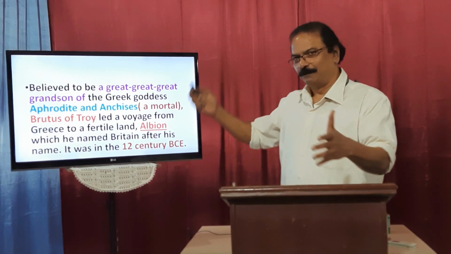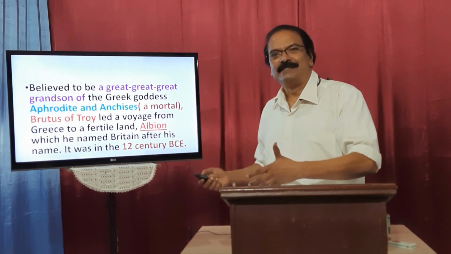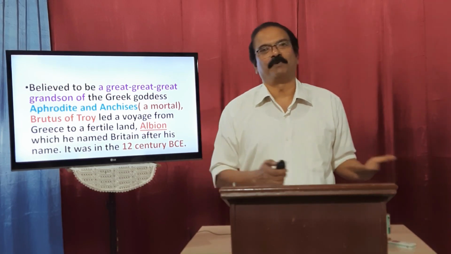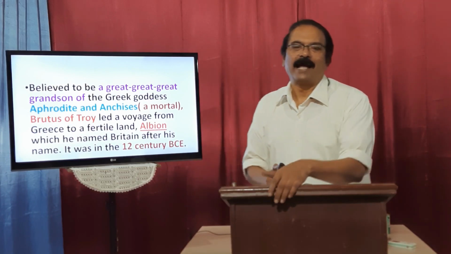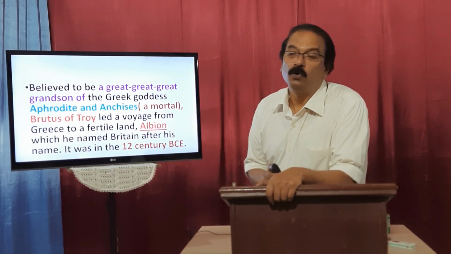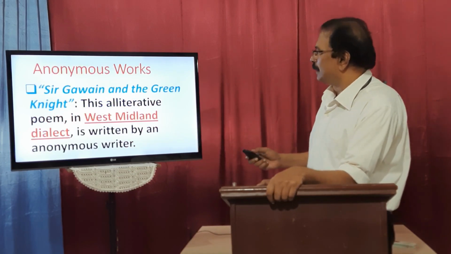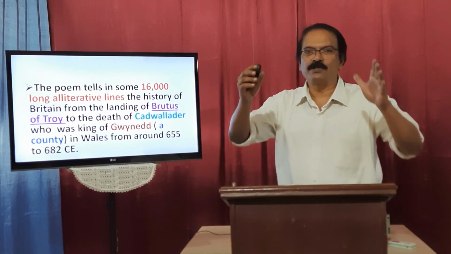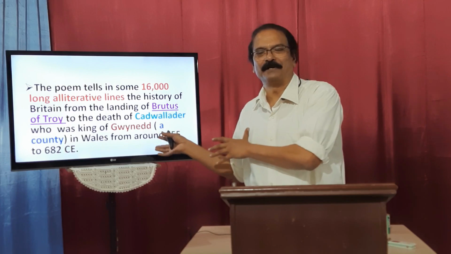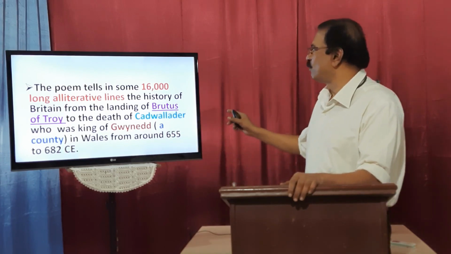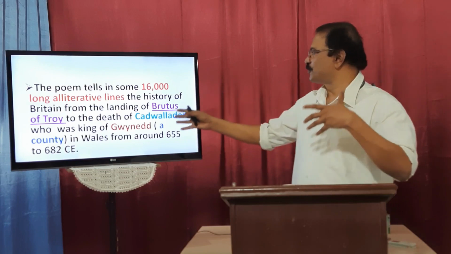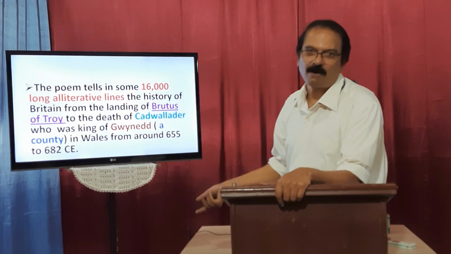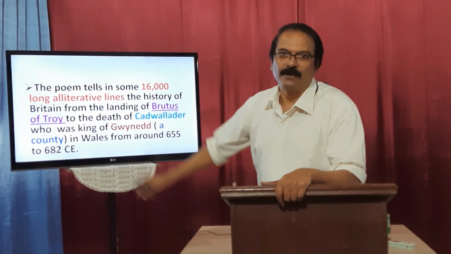Now, all these events find place in this long poem written by Layamon and named The Brut. What I have said is already recorded there. You can take down the notes. Here you find one name. This poem traces the story of Brutus landing, Brutus of Troy. Why does he get named Troy? Because he is a descendant of that particular race, the Trojans.